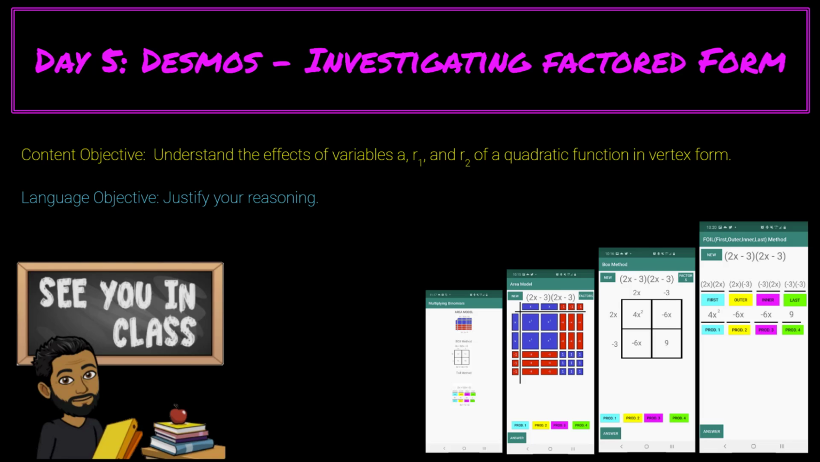Welcome back. Today is day 5 of our graphing quadratics unit. In today's lesson, we will be analyzing factored form. We have another Desmos activity planned for you.